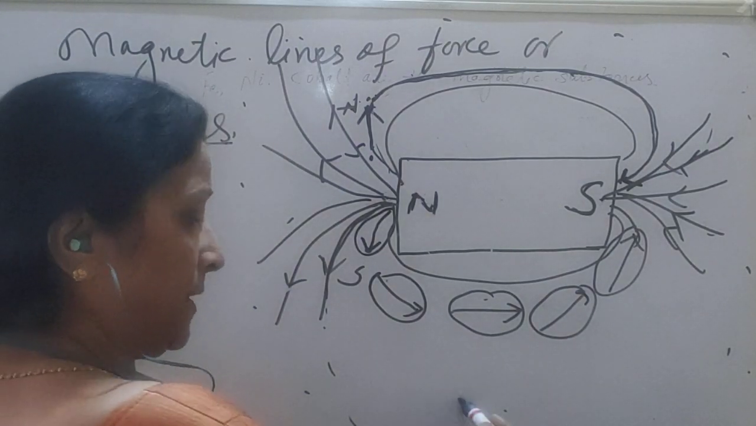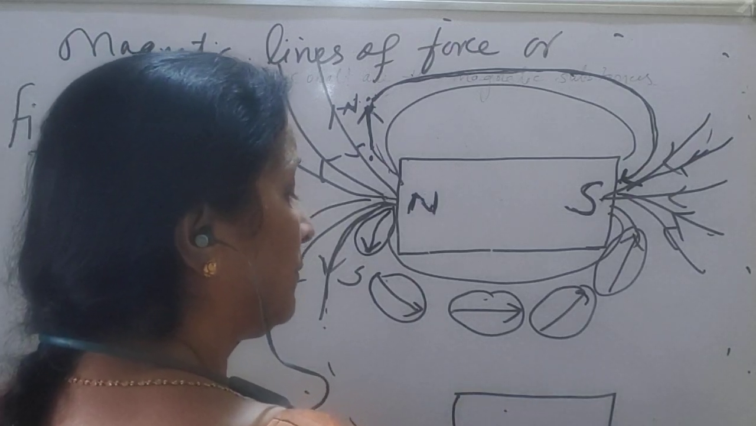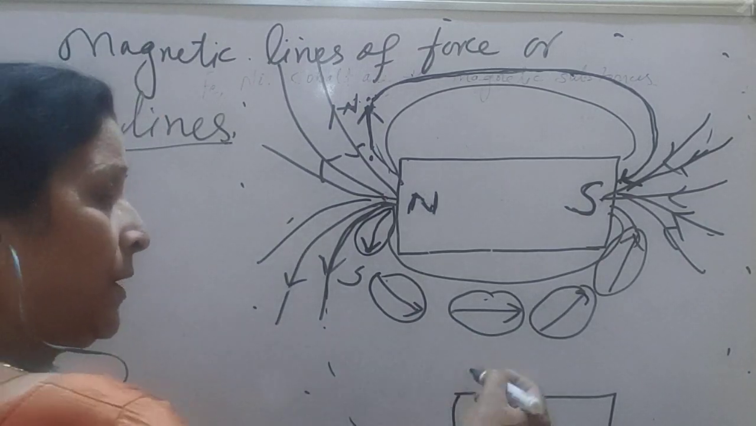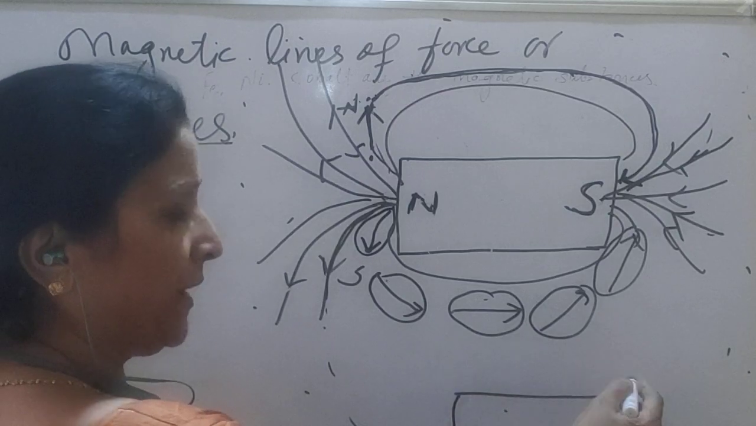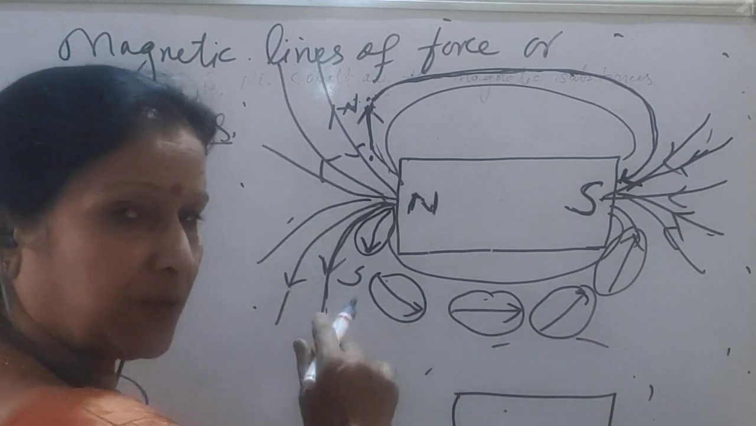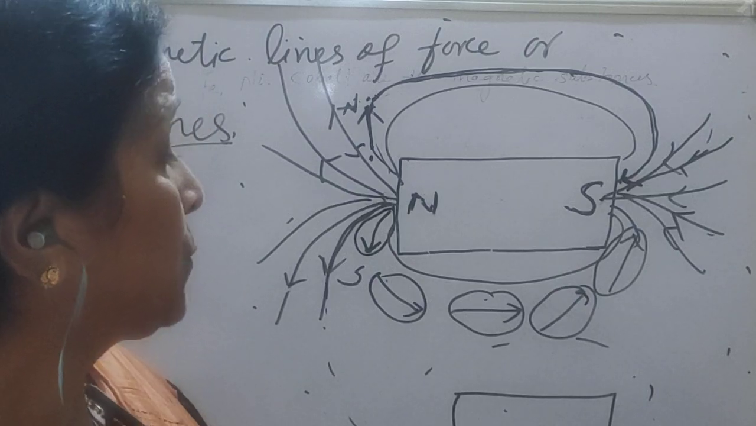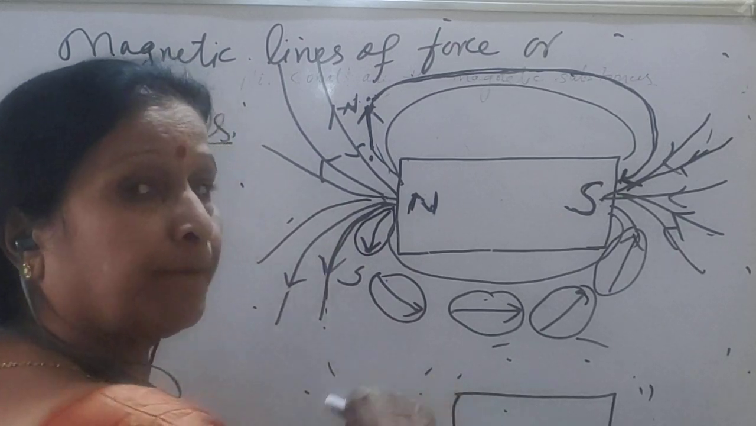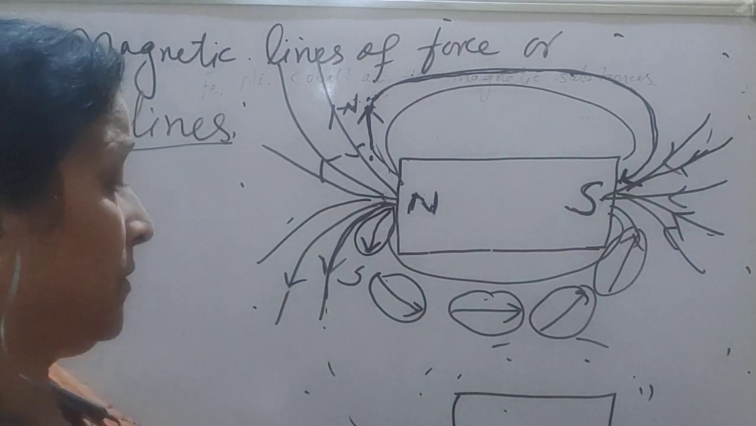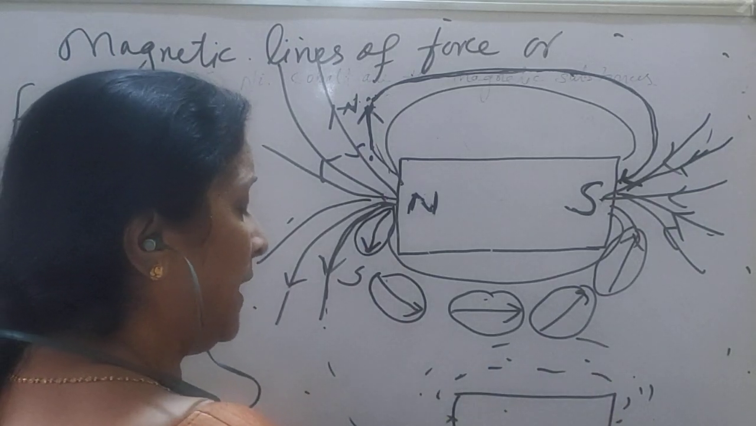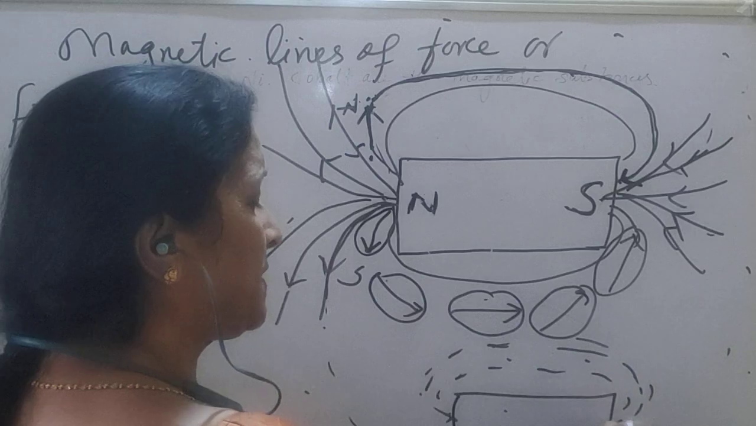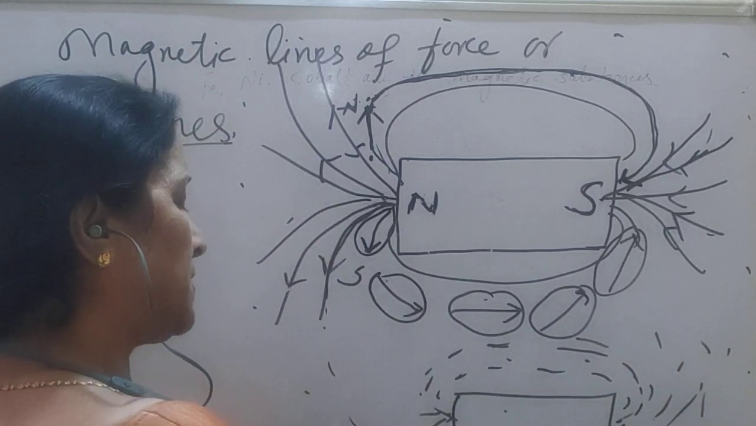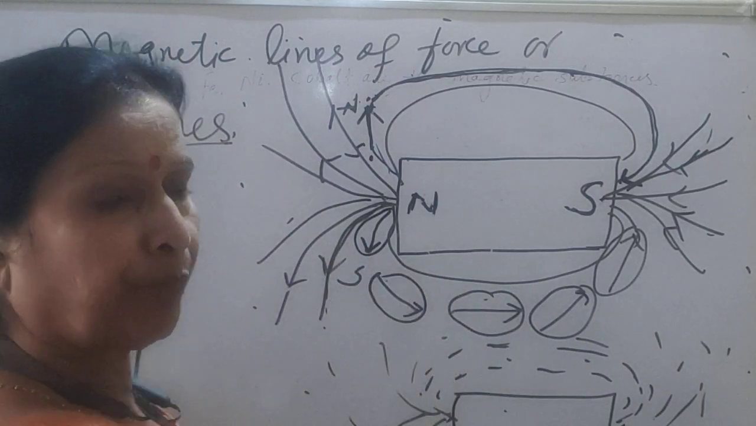We will keep a magnet on plain paper on the drawing board, and then we will sprinkle some iron filings around it. Iron filings are small pieces of iron, like sand. So we will sprinkle iron filings around it, and then we will tap it like this. We will find that all the iron filings get arranged like this. This diagram is given in your book also. These iron filings get arranged along this curved path.